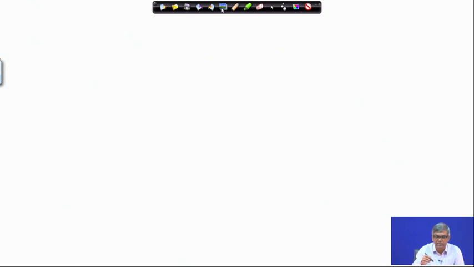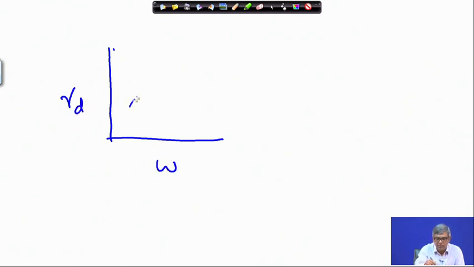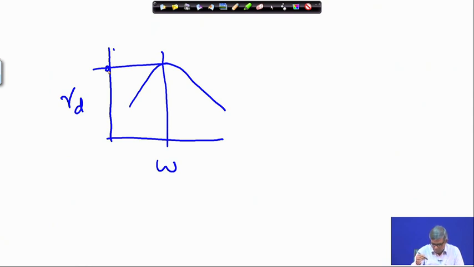If I plot this, suppose this is gamma D and this is moisture content, a typical curve will be something like this. Plotted on the curve, the maximum gamma D is 17.45, and the optimum moisture content you have got is actually 15.2%.